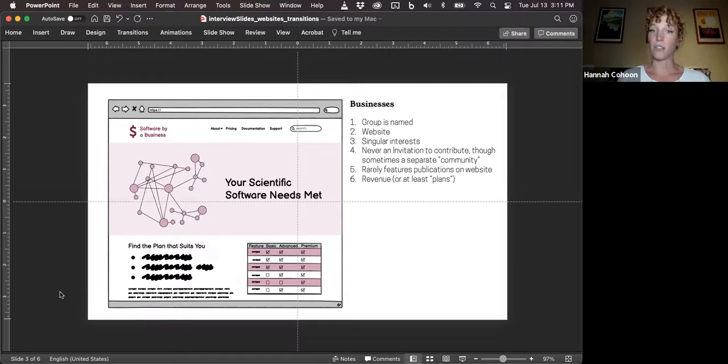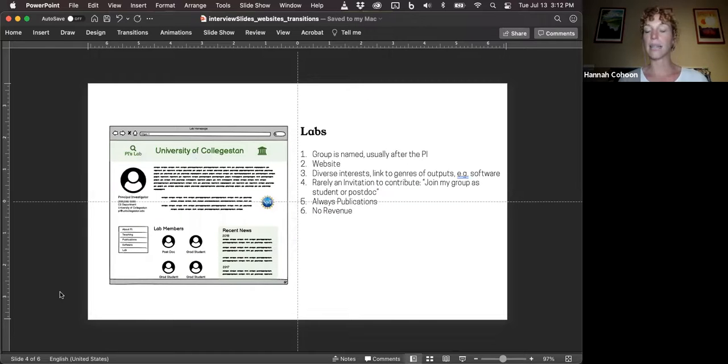They don't invite contributions, but they do have a strong identity and a name and a website. Labs are other kinds of organizations that we saw that produce scientific software. So you can see here again a fake lab website that has the lab members. It's focused on the PI. They might have different interests that link to different pieces of software or different ongoing projects. And they won't really invite contributions, but they might invite you to join the lab. They always share publications and they don't have revenue streams.